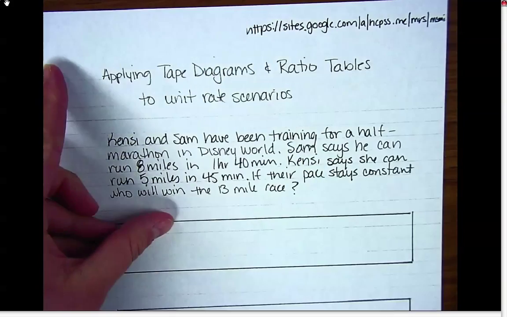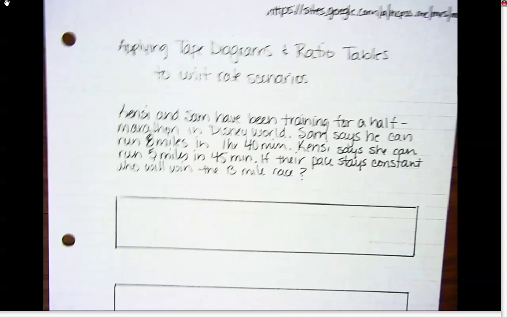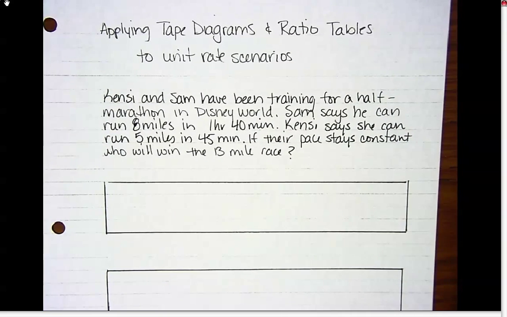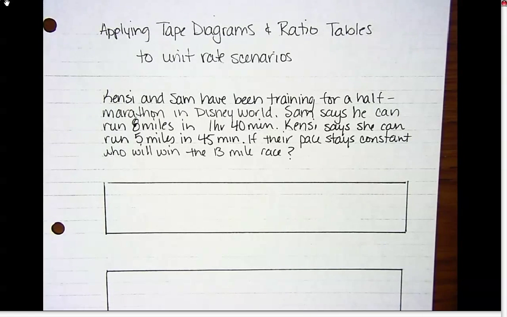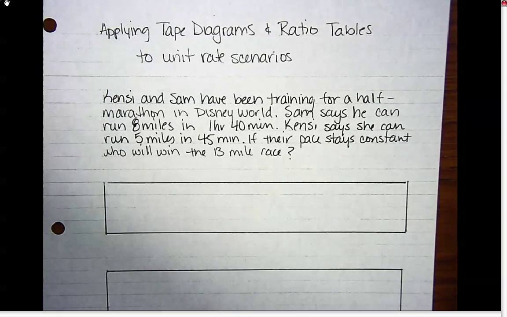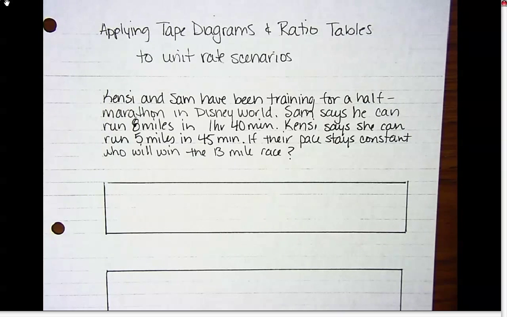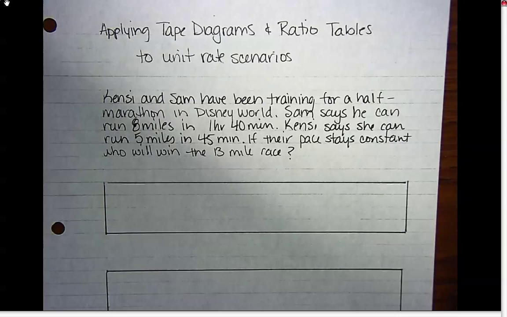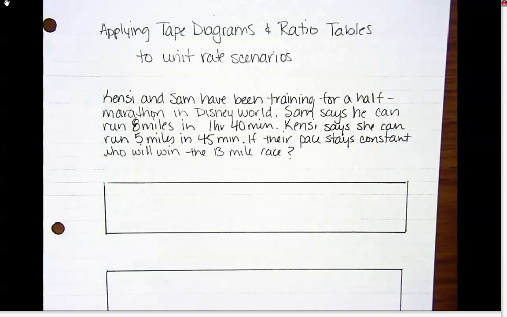All right, so let's take a look here. Applying tape diagrams and ratio tables to unit rate scenarios. Kenzie and Sam have been training for a half marathon in Disney World. Sam says he can run 8 miles in an hour and 40 minutes. Kenzie says she can run 5 miles in 45 minutes. If their pace stays consistent throughout the entire event, who will win the 13-mile race?